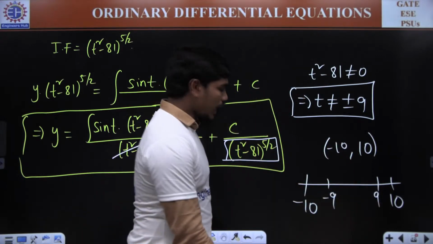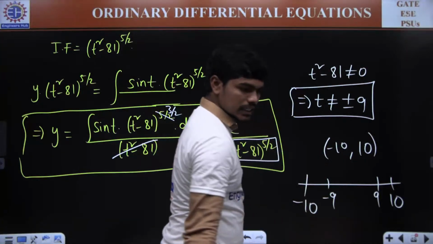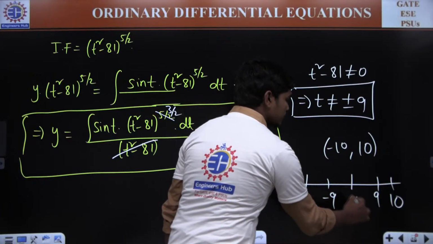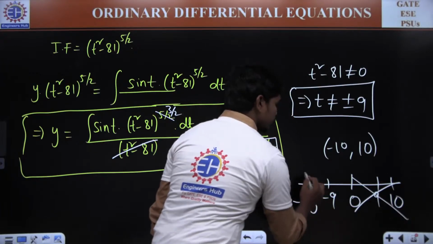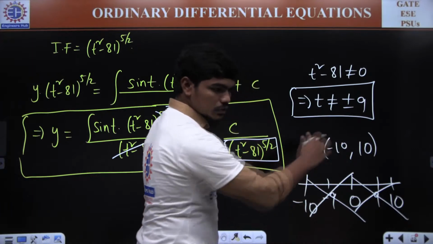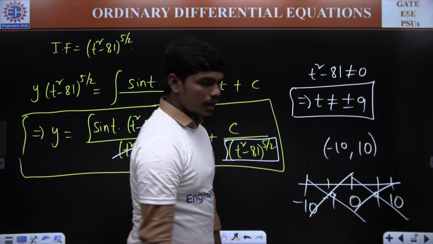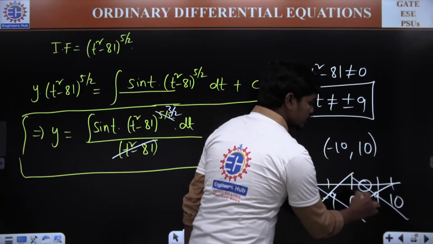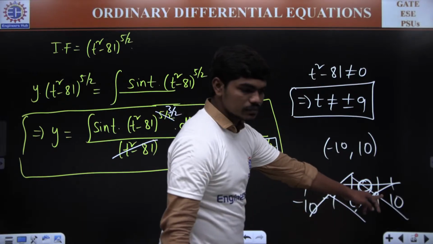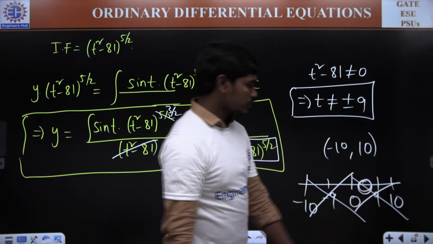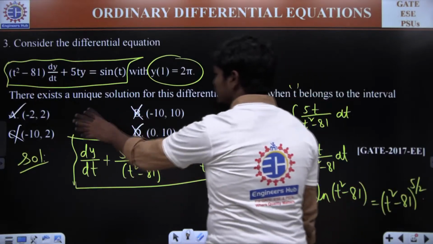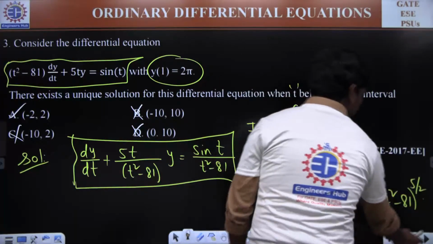Okay. So that's why, since 9 and minus 9 are in these intervals, we have eliminated the options from 0 to 10, then minus 10 to 0, and also from minus 10 to 10. And minus 2 to 2 is somewhere here, which does not involve either plus 9 or minus 9. So these are the options which involve minus 9 and plus 9. I hope you are clear.